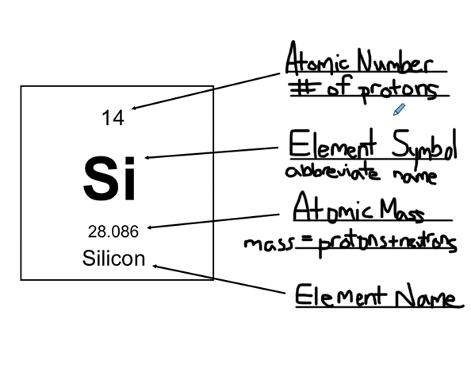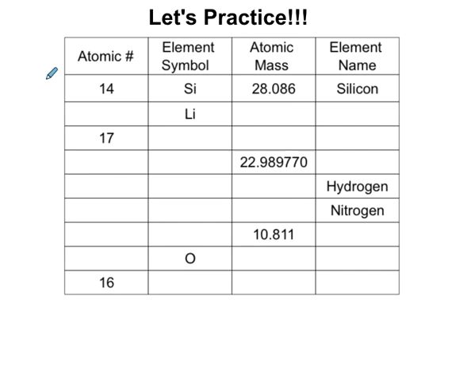Now that we've finished this review of how to read the periodic table, you're going to go ahead and work on filling in the chart that you copied into your notebook earlier. When you have the whole chart filled in, you're going to take it to a teacher to get it approved.